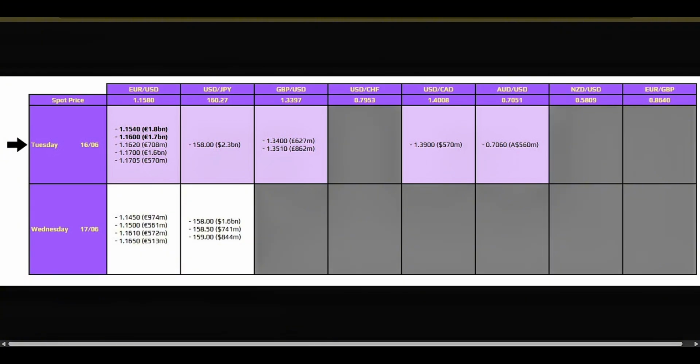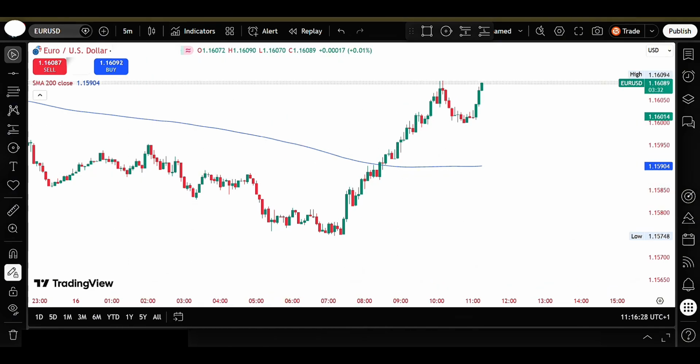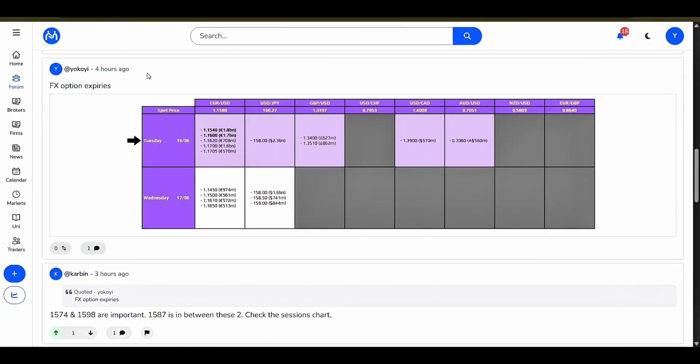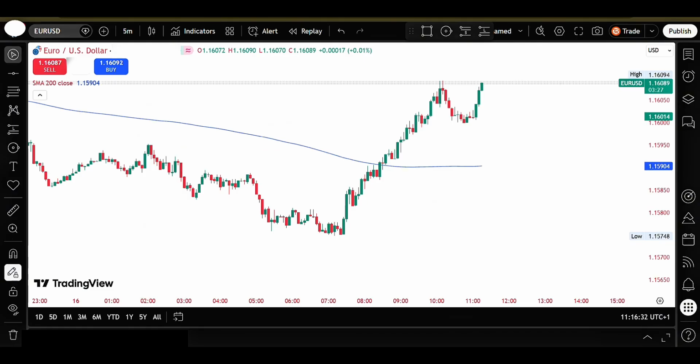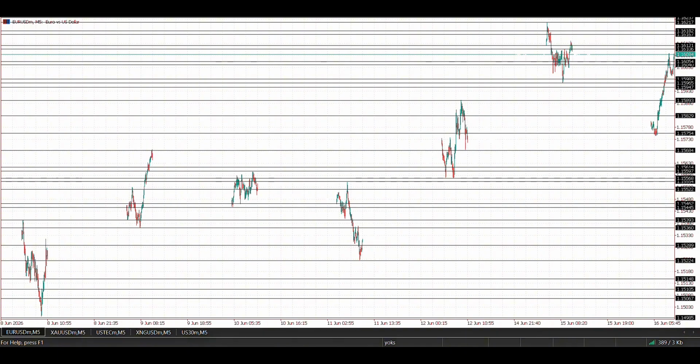So when the market opened today, it opened at around 1.1575. Okay, so then after that, the first thing I do, I mark out the Asian session. Anyway, before that, it's something I also do. I look at the sessions chart.